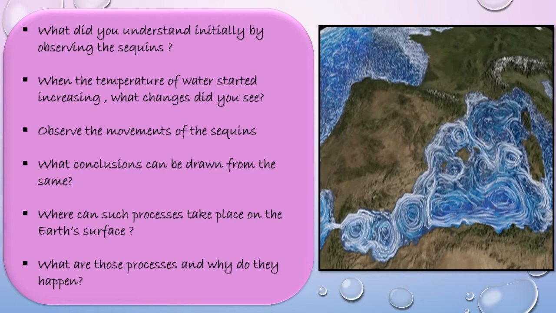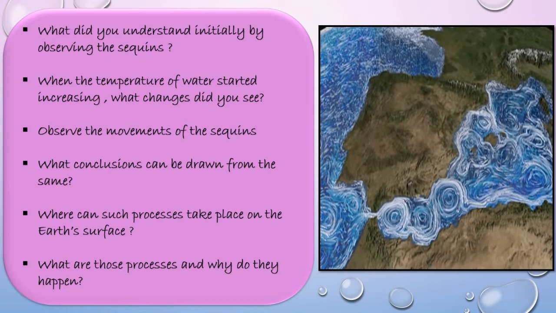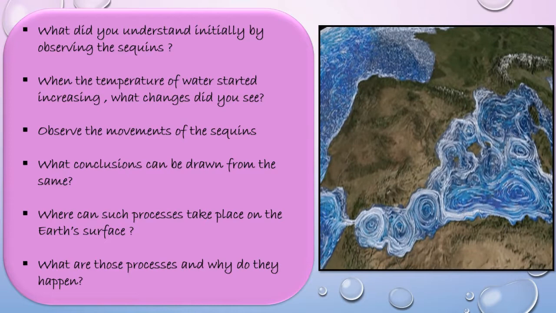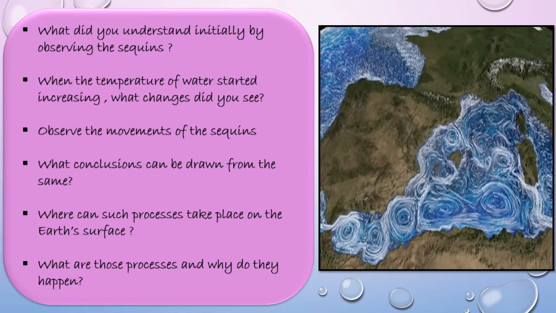What are those processes and why do they happen? Those processes are called ocean currents. They happen because of the differences in temperature, density, planetary winds, Earth's rotation, and continental structure.